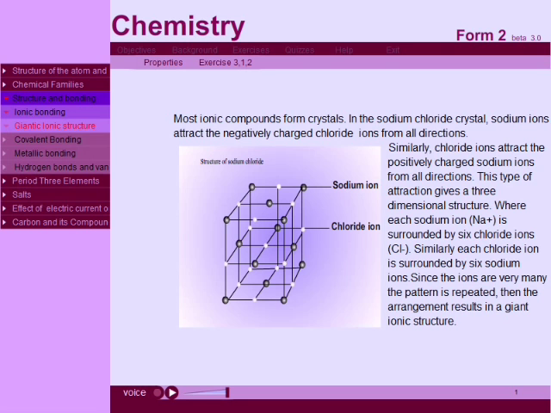Since there are very many ions in a unit, the arrangement results in a giant ionic structure. Compounds formed through ionic bonding have giant ionic structure.